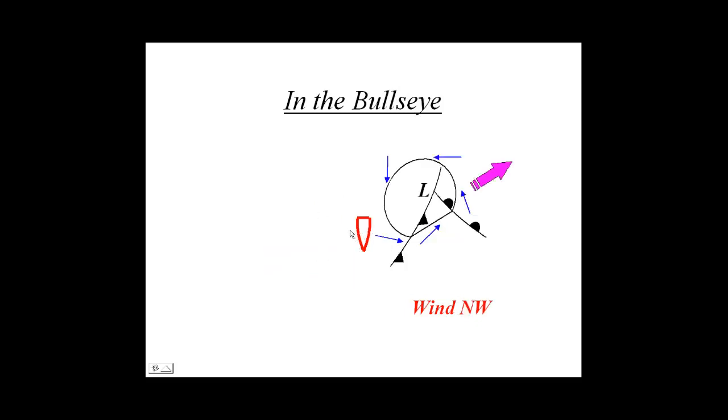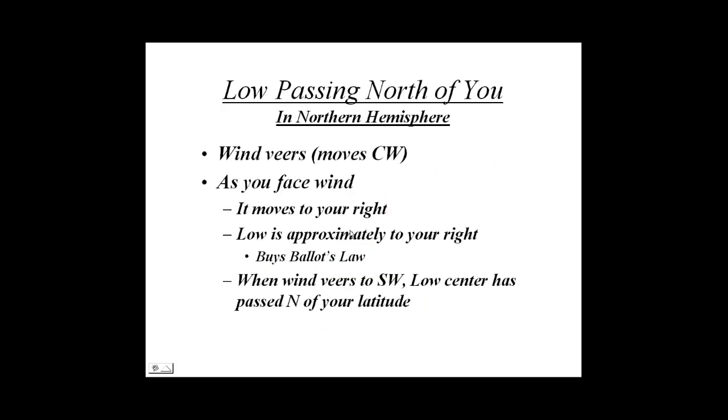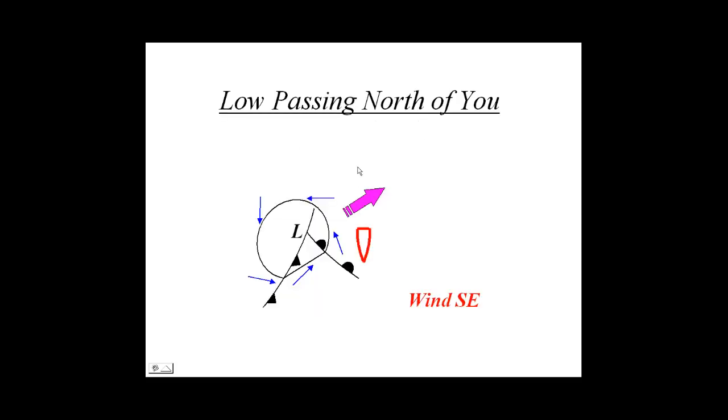Okay. Now let's go on to, if the low is passing north of you, again, northern hemisphere, the wind will veer, that is, move clockwise. So let's look at this example. Here, again, is your boat. Here's a low pressure system, and it's passing north of you. It's moving in the direction of the red arrow. And here the wind is blowing southeast on your port bow.